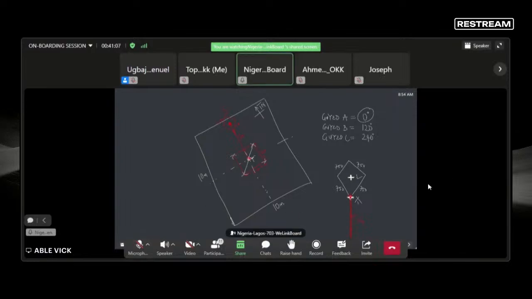How do we get the guide wire at 120 degrees? Yes. How do you do it?